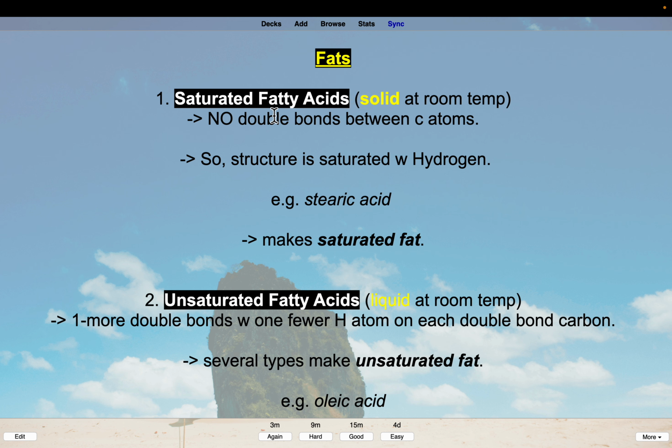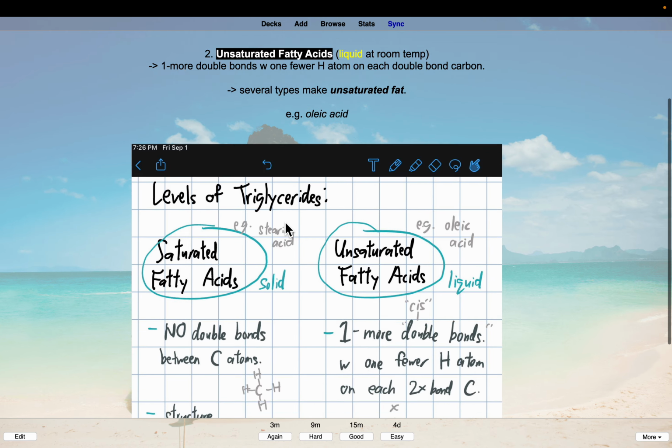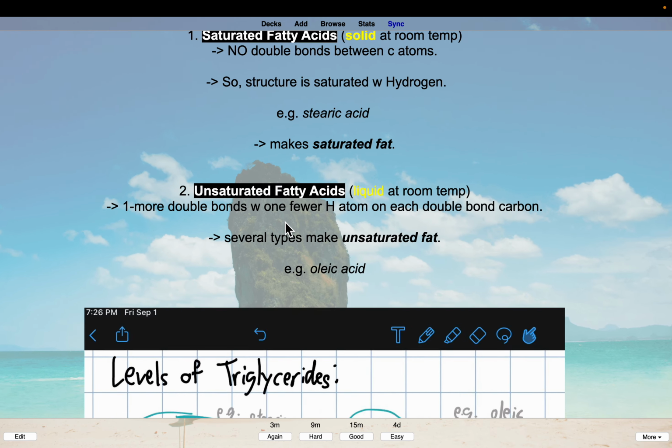So what describes saturated fatty acids? There are no double bonds between carbon atoms, so the structure is saturated with hydrogen. One example is stearic acid, and it makes saturated fat. There's also an illustration here. We'll get to that later.